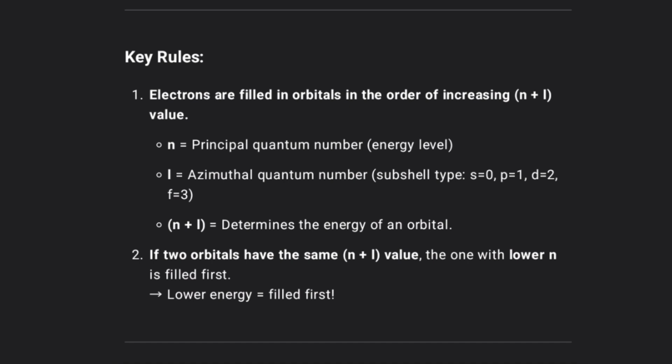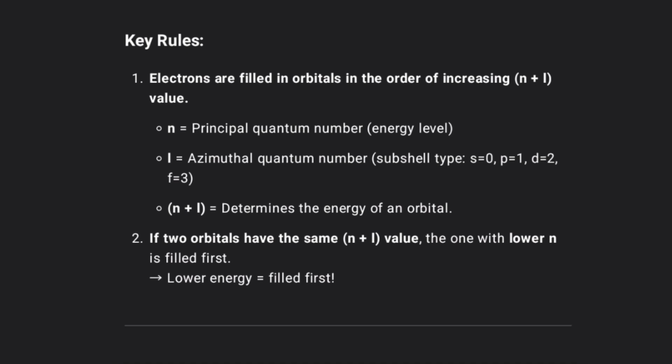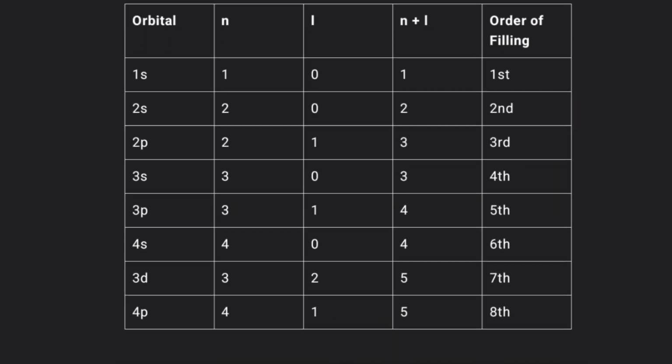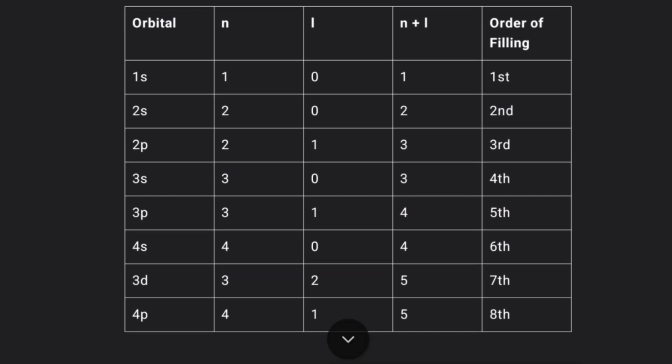2. If two orbitals have the same n plus L value, the one with lower n is filled first. Lower energy equals filled first. Example, orbital, n, L, n plus L, order of filling: 1s, 1, 0, 1, first. 2s, 2, 0, 2, second. 2p, 2, 1, 3, third. 3s, 3, 0, 3, third as well. 3p, 3, 1, 4, fourth. 4s, 4, 0, 4, fifth. 3d, 3, 2, 5, sixth. 4p, 4, 1, 5, seventh.